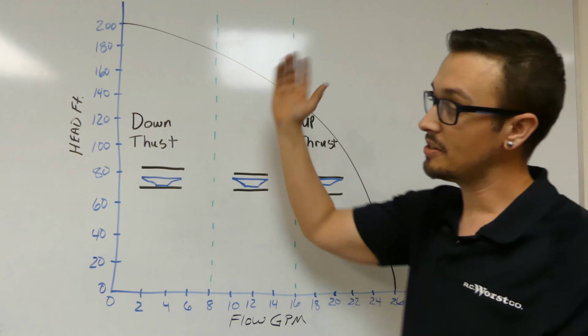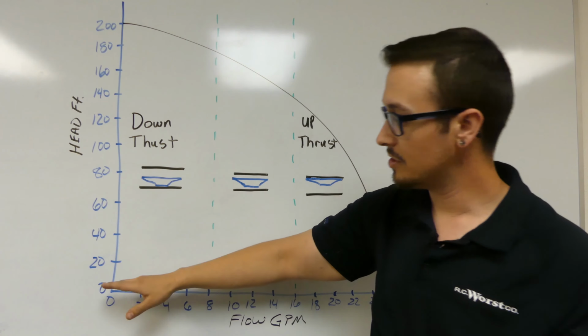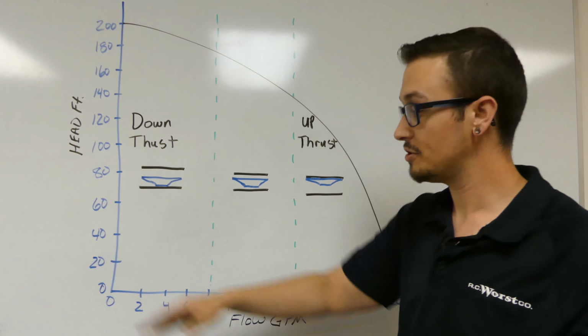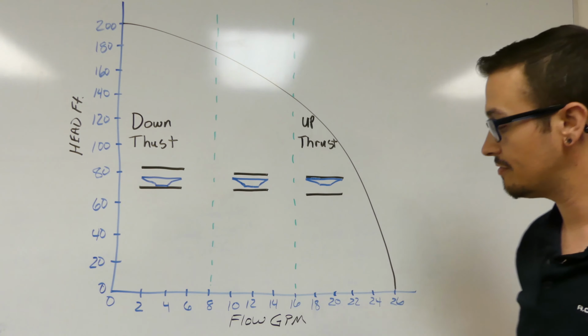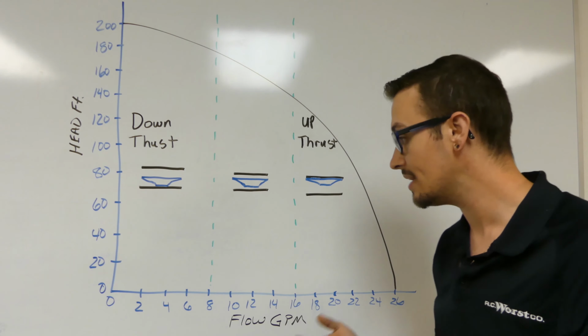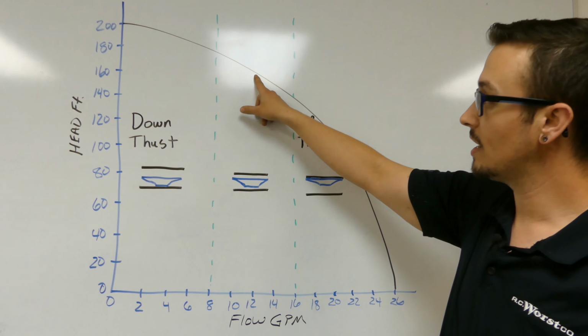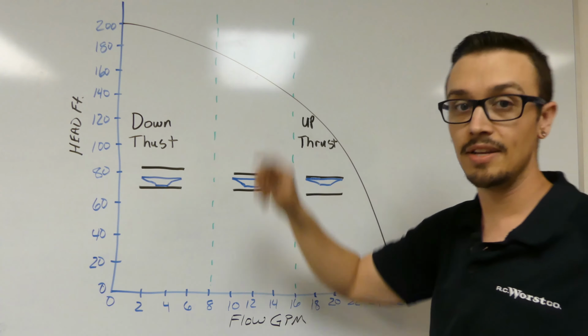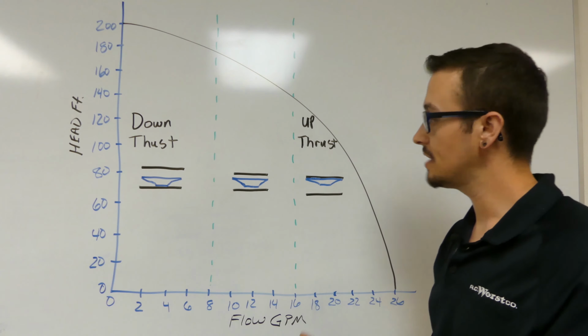On the left hand side you've got the head in feet, which is incremental: 20, 40, 60, 80 feet. And down here you've got your flow in gallons per minute. So one could say at 12 gallons per minute you've got roughly 150 feet of head. Anyways, on to downthrust and upthrust.